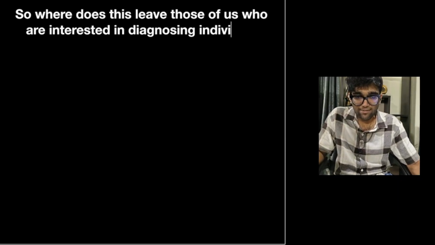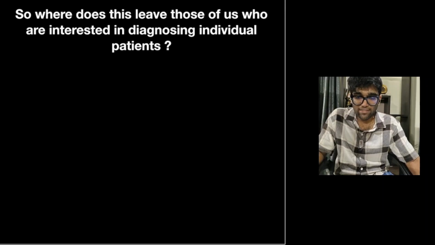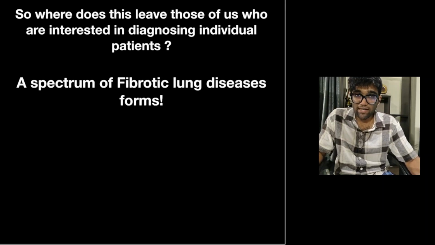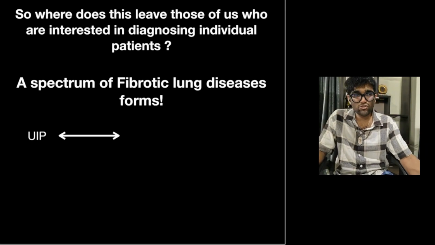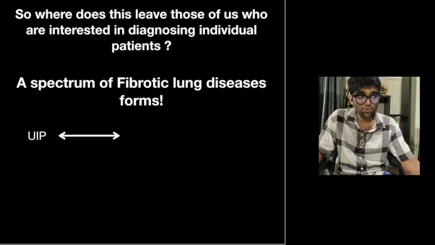Now, where does this leave those of us who are interested in diagnosing individual patients? Basically, a spectrum of fibrotic lung diseases forms. On one end you have your usual interstitial pneumonia, which is a purely or almost purely lung injury response to the physical and biological constraints that type 2 pneumocytes get put under when the lung is exposed to exogenous inhaled toxins.